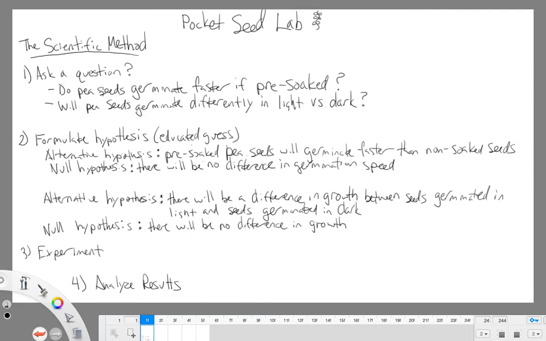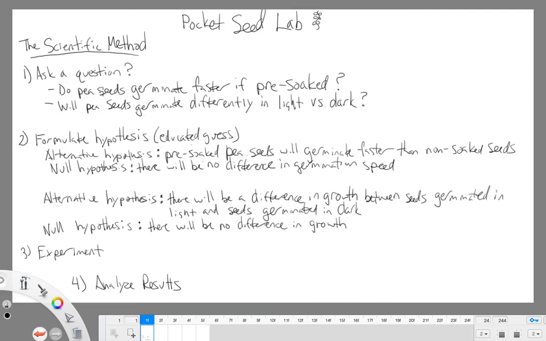So for our first question, our first experiment, that's what we're looking at. Our second experiment, we were interested in whether there was a difference in growth between seeds germinated in light and seeds germinated in darkness. Right? And for our alternative hypothesis, we didn't have as much information, but we knew that light is important for plant growth. So we are going to say there is some sort of difference. And the null, again, was that there was no difference in growth.